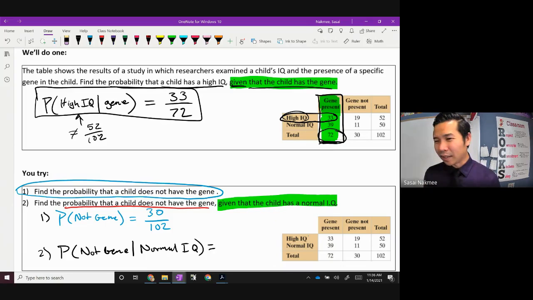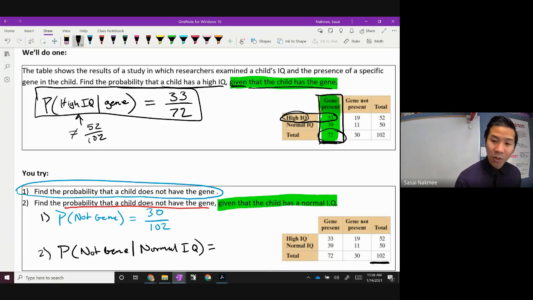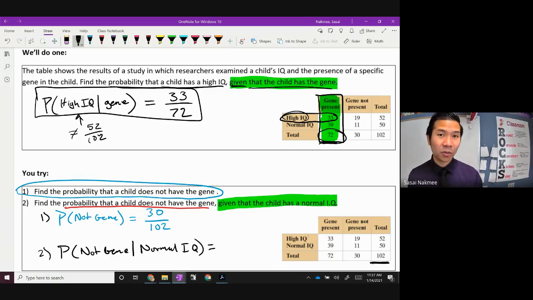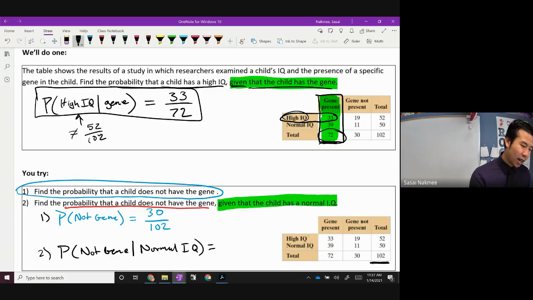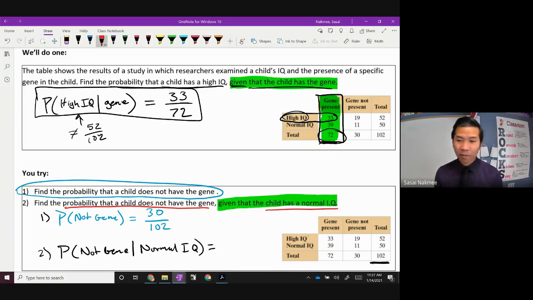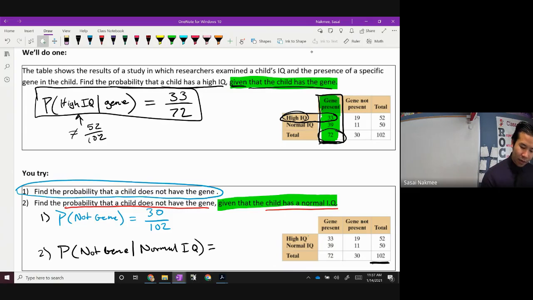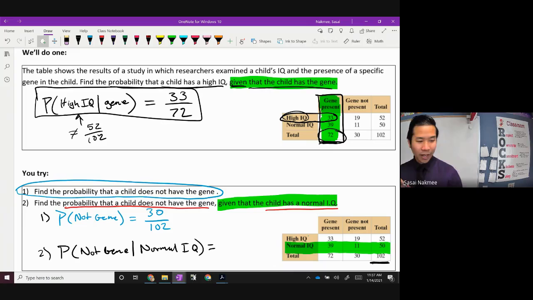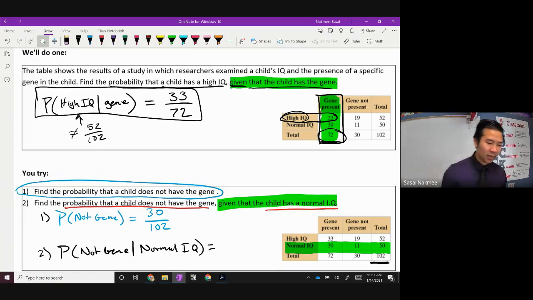Whenever you see the word given, I need you to realize you're no longer looking at the total. You're no longer looking at the total of 102. Given restricts your probability to what it is that you need to focus on. And in this case, I need to focus on children that have a normal IQ. How many children are there that have a normal IQ? Where is that? What do I focus on? I focus on this normal IQ right here, all the way across. You see that? And Lewis and Carwin combined gives us those numbers.